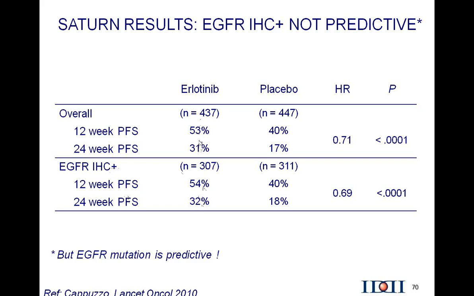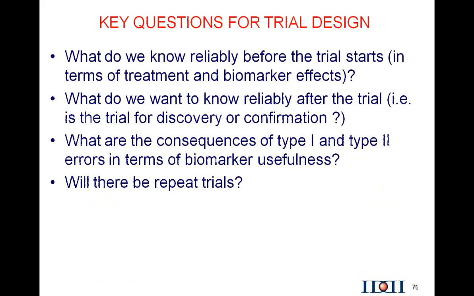As you see, these proportions of patients who are progression-free at 12 and 24 weeks are almost identical, and then, of course, not surprisingly, the hazard ratio was almost the same in the positive biomarker group as well as in the overall population. It was, by the way, highly significant in both, showing the benefit of erlotinib as a maintenance treatment in these patients. So this concludes the different designs I wanted to look at and to present, but there are some key questions to choose between these designs, and the key questions are listed here.